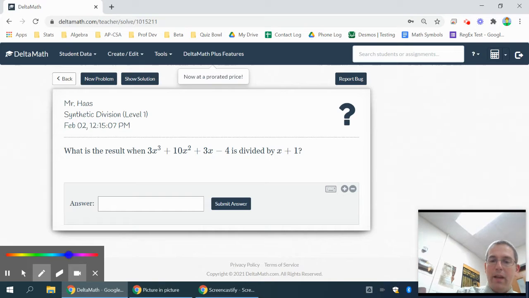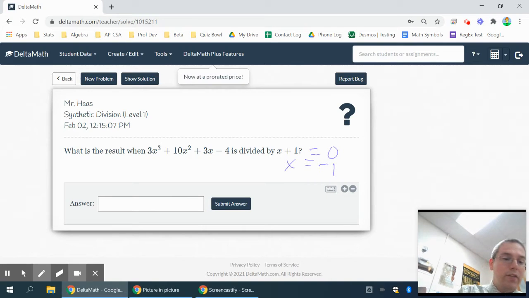When you're dividing by x plus 1, remember that means you're looking for your 0 or your root. So your 0 or your root, that would make that equal to 0, is negative 1. So I would have x equals negative 1. And then I'd do my coefficients, which are 3, 10, 3, negative 4.